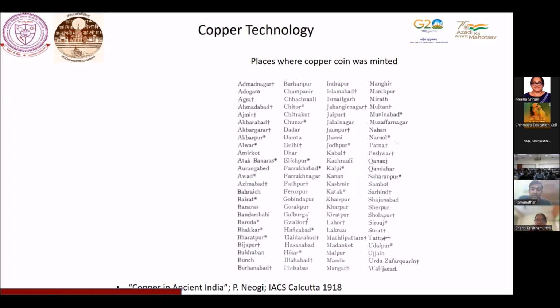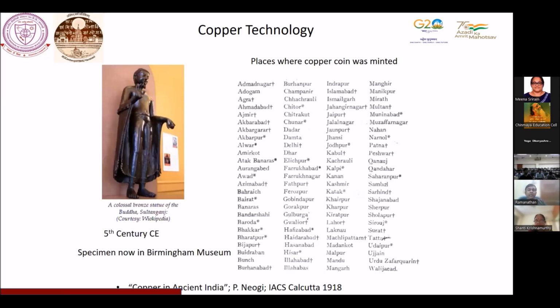Despite that, you see such a big colossal statue, more than 6 feet tall, a copper statue excavated from a place called Sultanganj in Bihar. This was somewhere in the 1850s, and Alexander Cunningham, I think, was the one who excavated it. Currently it is resting securely in the Birmingham Museum in Britain. It is more than 99% pure copper, and it has not shown any sign of reaction or rusting, which really is a testimony to the extreme perfection of copper metallurgy exhibited by our ancestors.